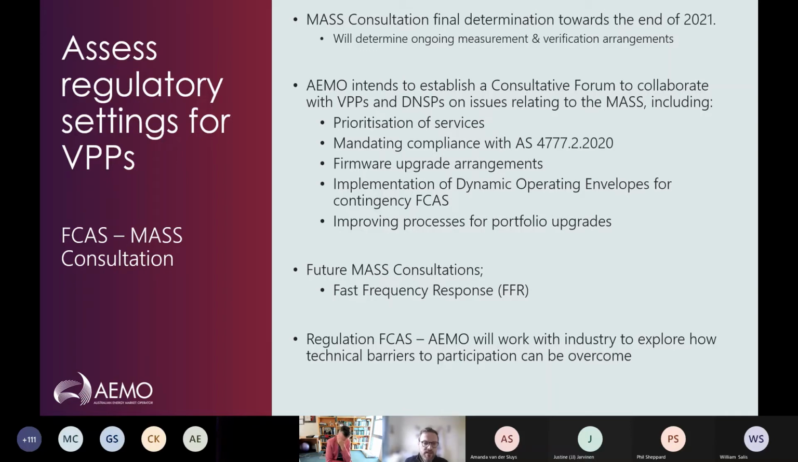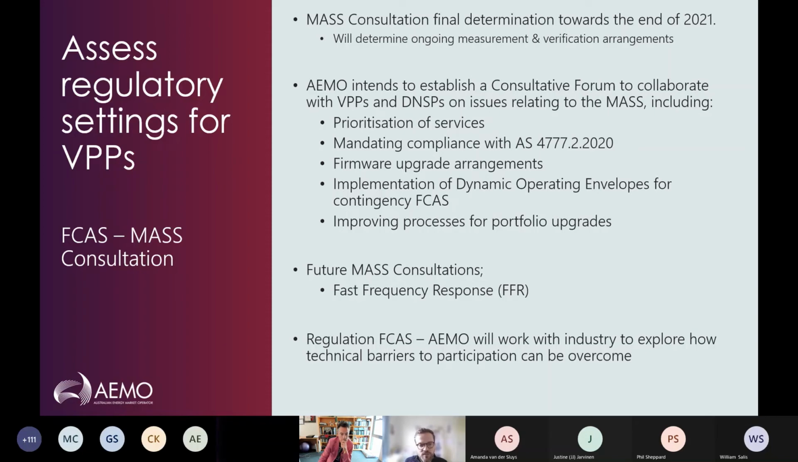And then the last one relates to improving the processes around portfolio upgrades. So that's something that relates to the registration process for portfolios of resources as they're adding connection points to their portfolio. There's potential efficiency gains that we can make by addressing the processes that are currently in place. There's also a future mass consultation that the VPP demos learnings may inform that relates to fast frequency response. That's going to be coming up in early next year.